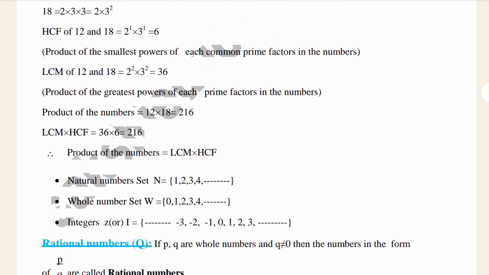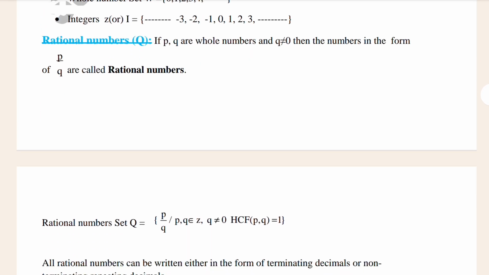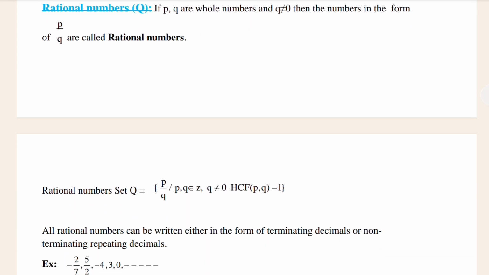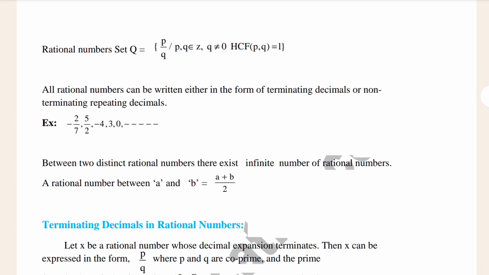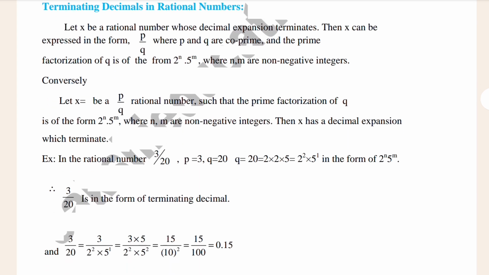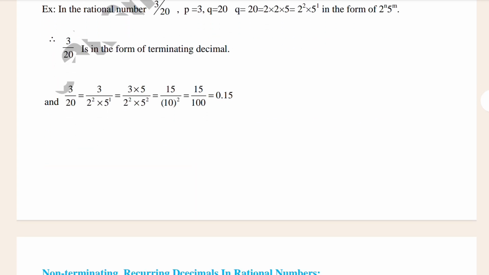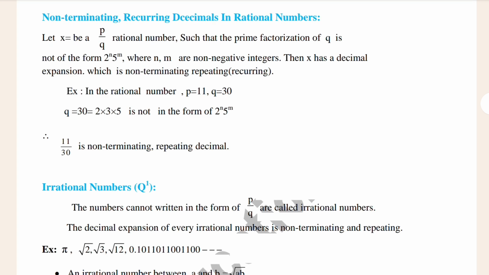This is a very important mathematics paper with the answers also. Okay? Right, so you can see this one. Okay, so then after the terminating decimal in the rational number, is it clear? Then non-terminating recurring decimal in rational number.